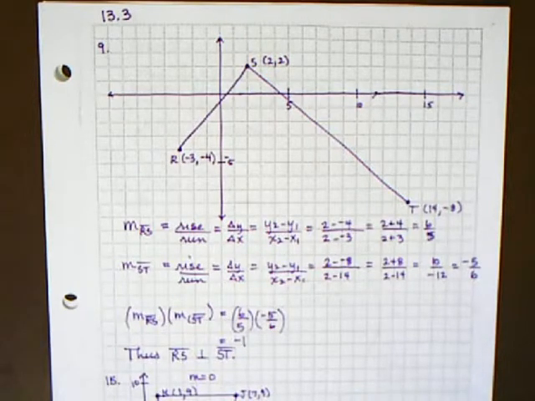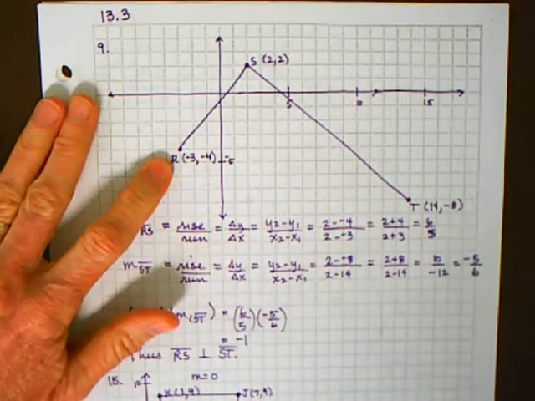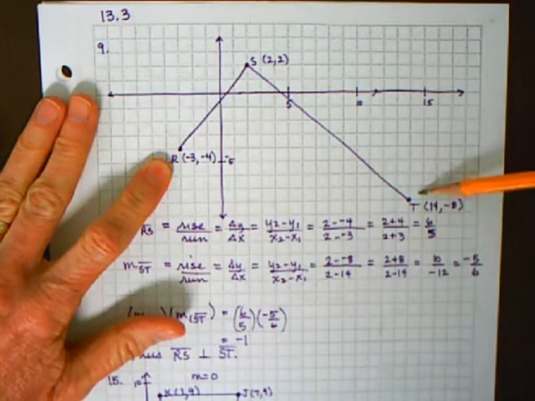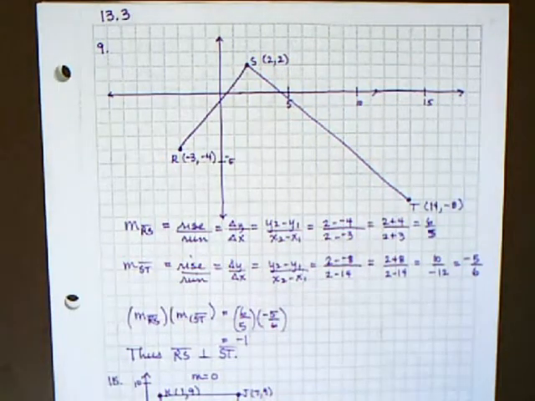So you're given 3 points. You're given point R, which is (-3, -4), point S, which is (2, 2), and point T, which is (14, -8). And what you have to do is show that it's a right triangle. The way I'm going to show that it's a right triangle is show that 2 of those lines are perpendicular.